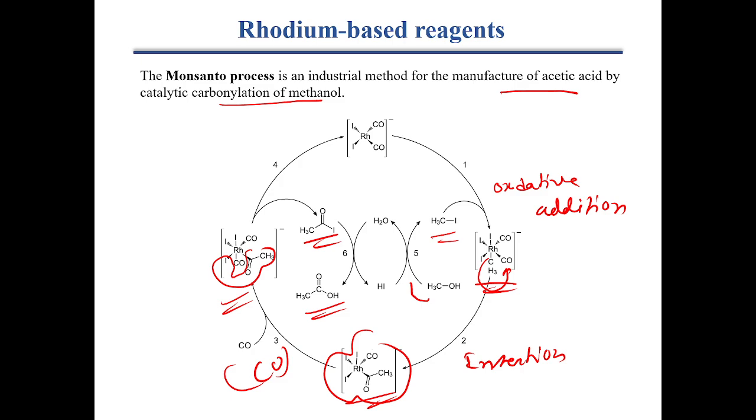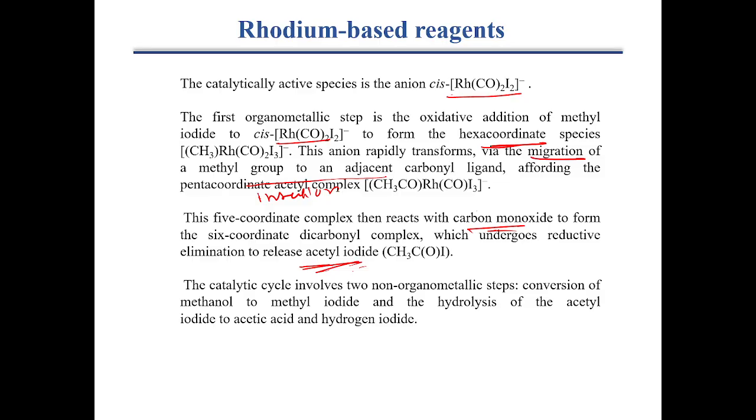Next I have discussed the Monsanto process. In these cases, acetic acid is formed from methanol via catalytic amount of rhodium carbonyl diiodide. First, methyl iodide oxidative addition happens on the rhodium, followed by methyl migration and insertion, giving the acetyl pentacoordinated rhodium, and further carbonyl addition and subsequent acetyl iodide reductive elimination, followed by hydrolysis, giving this acetic acid as a product.